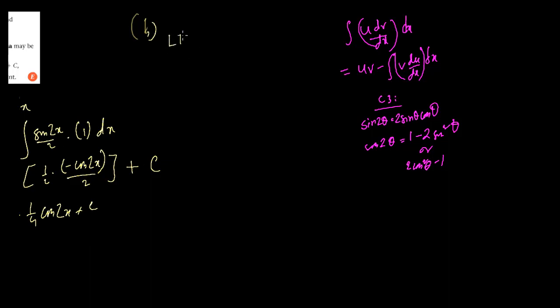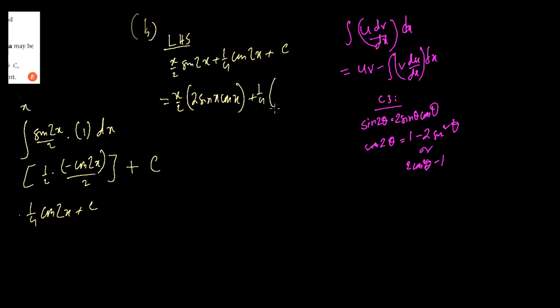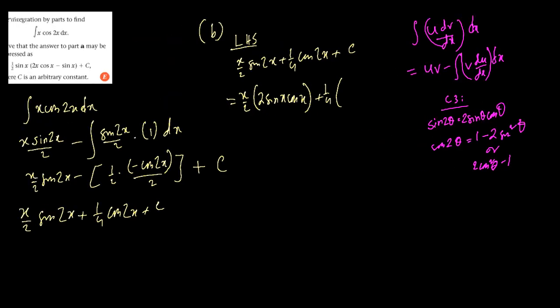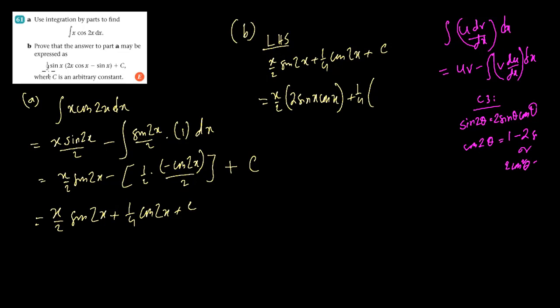So let me write it down, left hand side. x by 2 sine 2x plus 1 by 4 cos 2x plus c. If I break it down, x by 2 sine 2x can be broken down as 2 sine x cos x, plus 1 by 4. Now cos 2x can be broken down either as sine square format or cos square format. So the question is, what is the format that is expected? In the answer we have sine square, because if you multiply the sine x with the sine x, it becomes sine square. So let's try to break it down like that.